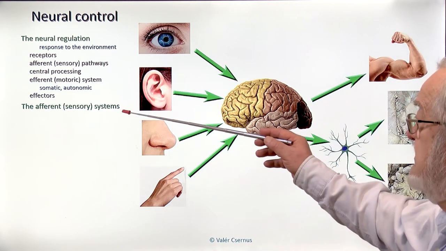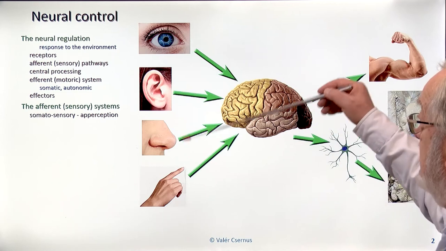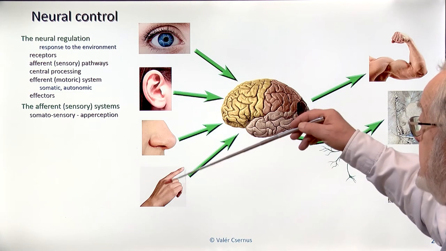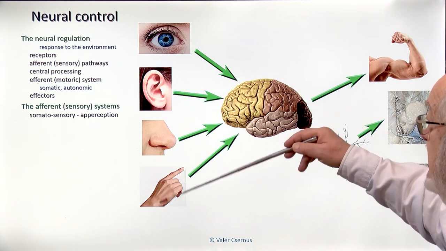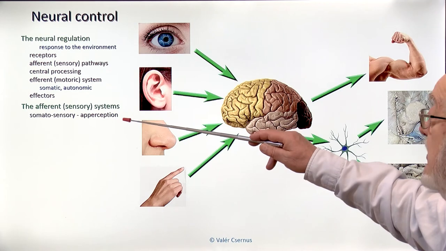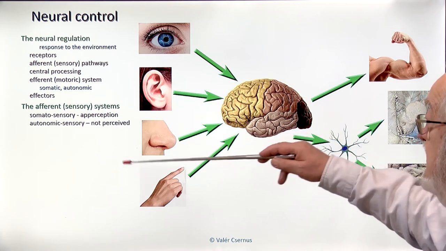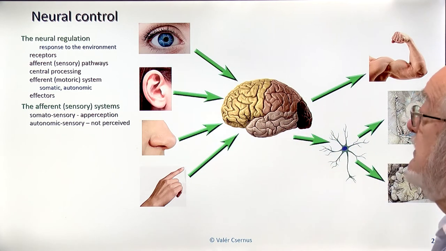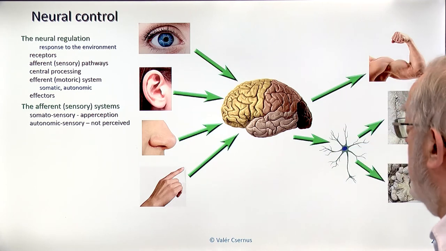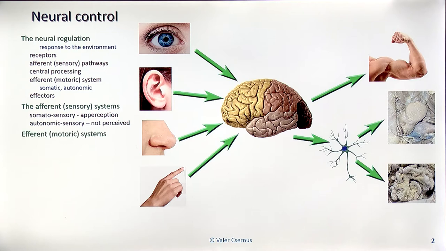The afferent or sensory system is made of the somatosensory system, in which we feel the information. Somatosensory means that we are aware of this information, and autonomic sensory, we are not aware of, but the information is present in our central nervous system just to support homeostasis.